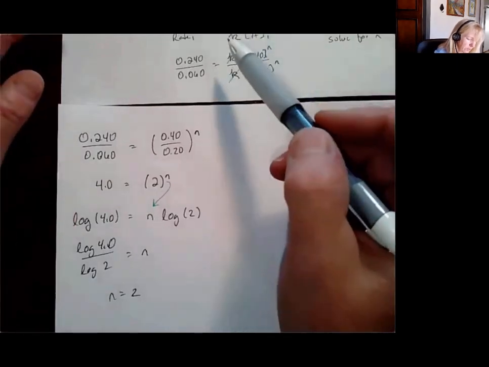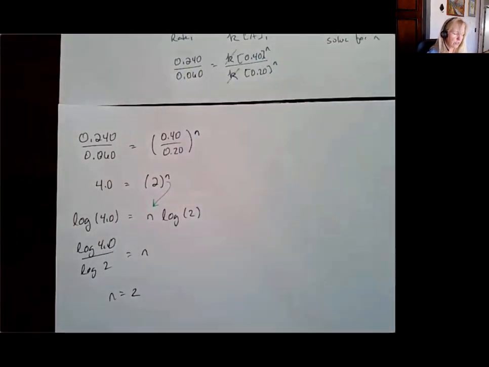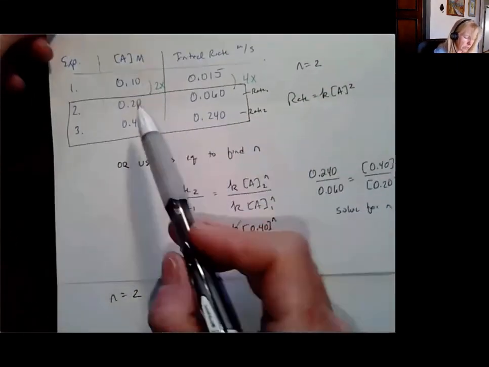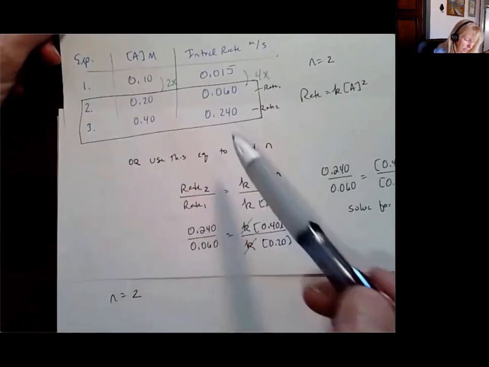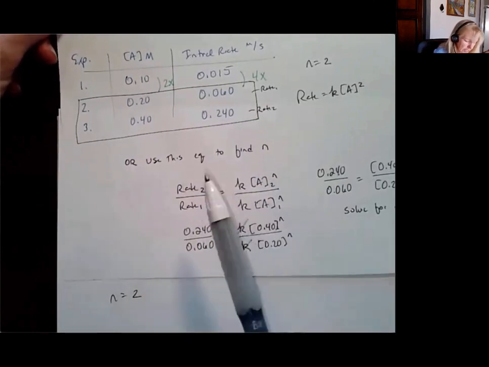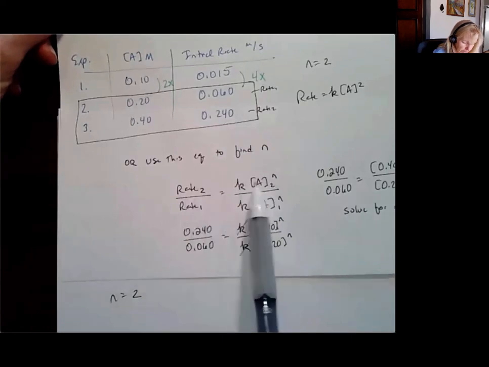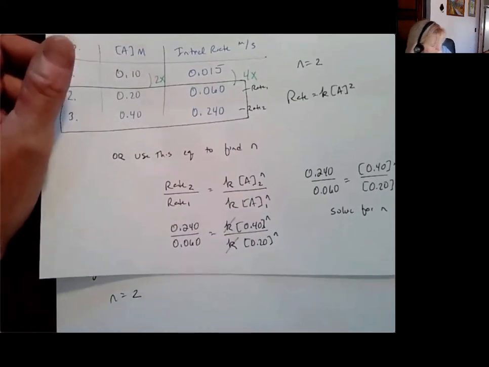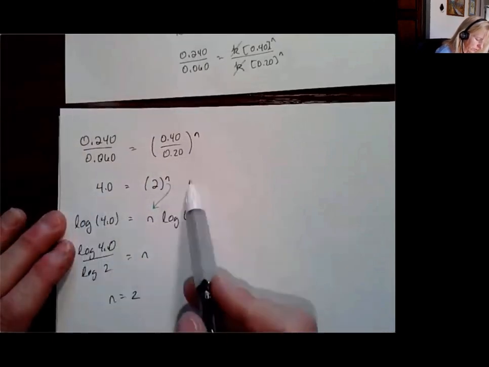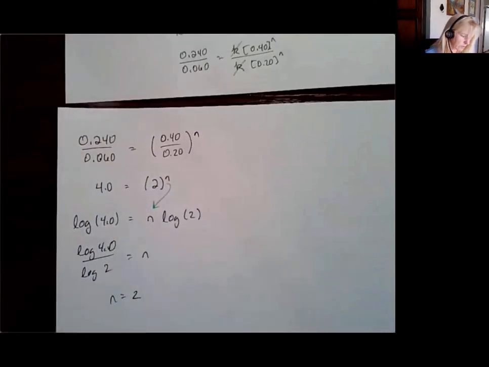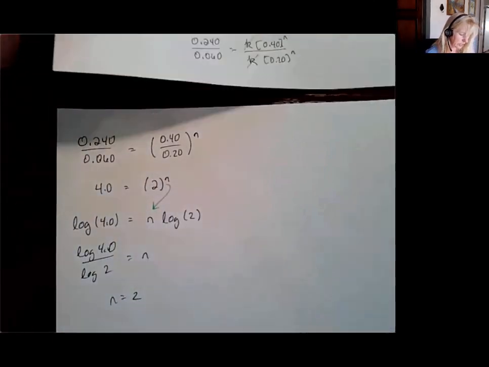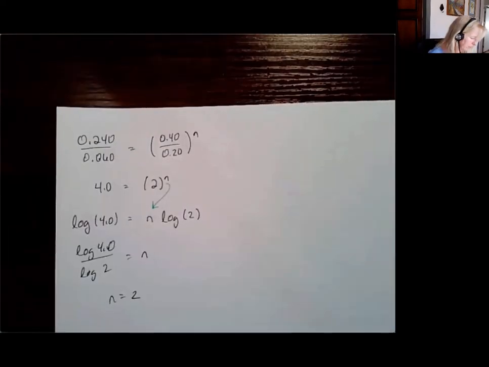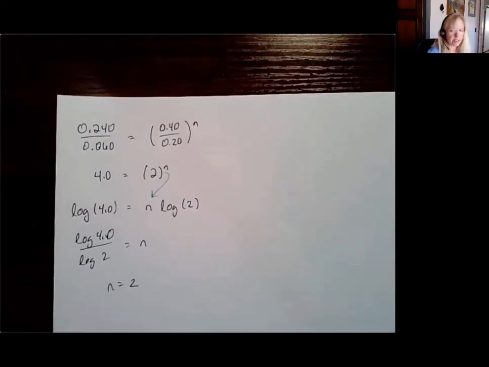You can always fall back to this where you pick two of those experimental runs and just plug them into here. It's easier to put your higher rate on the top and your smaller rate on the bottom, but you could do it either way. So this is an important one of those mathematical operations from that mathematical operation sheet that you guys did to kind of reorient you if you've forgotten how to do that.